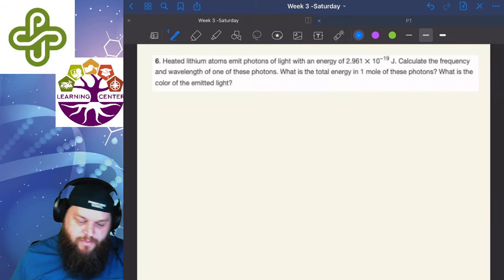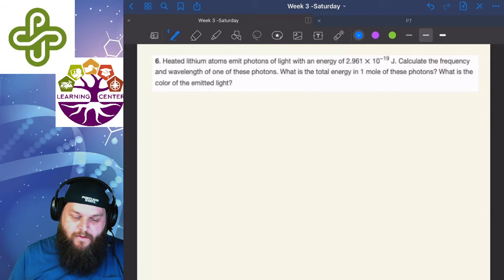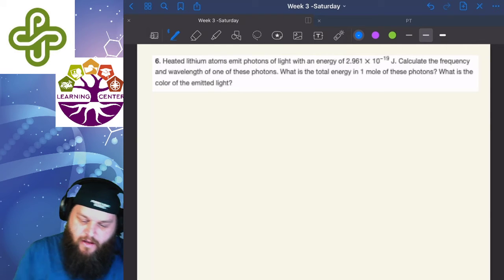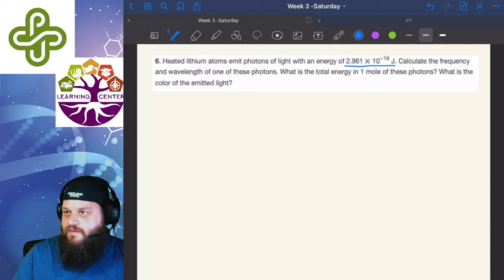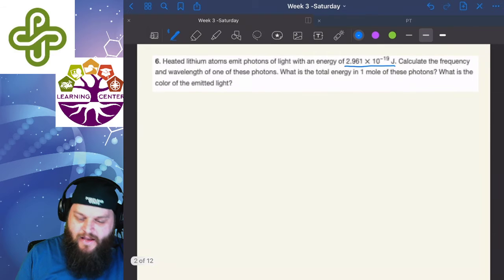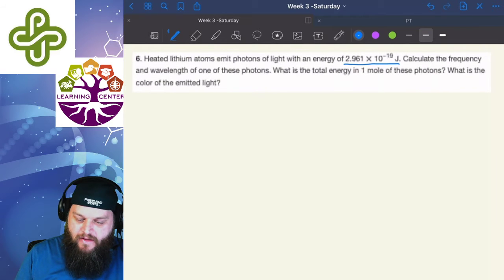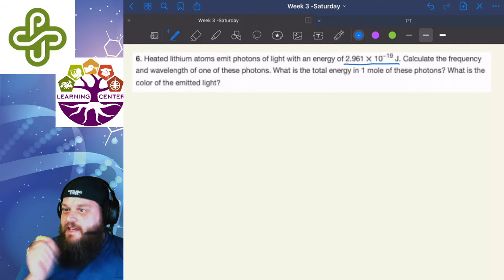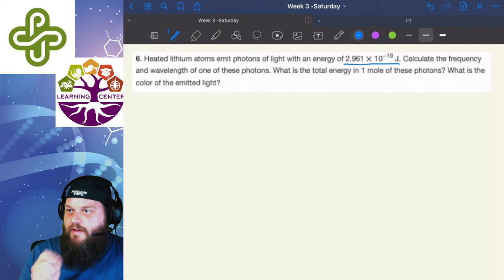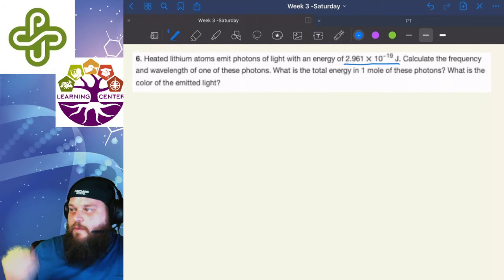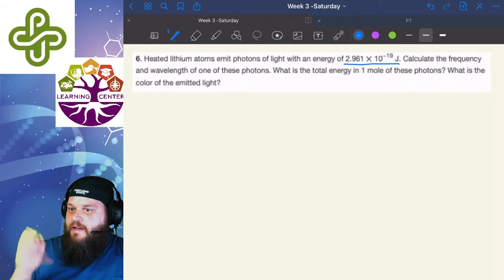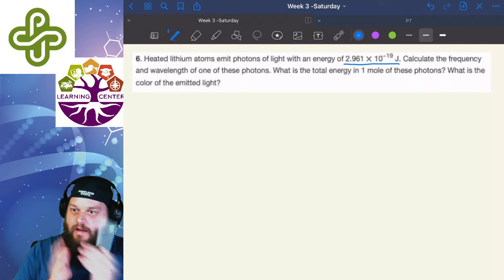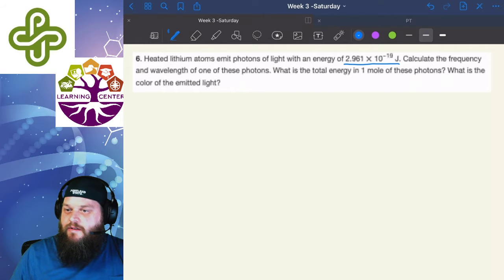This next problem, we have heated lithium atoms, which emit photons of light with energy of 2.961 times 10 to the negative 19 joules. So that's a tiny bit of energy when you think about it. It's pretty good because each photon carries that amount of energy. So when we look at light, or when we see light coming from something, we're not seeing individual photons. We're seeing a bunch of photons all kind of stacked on top of each other to light something up.